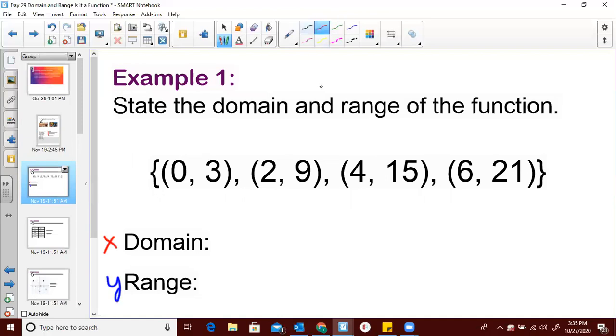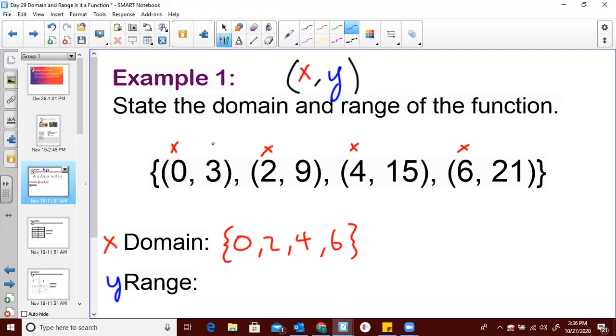So a big thing we always need to remember is what a coordinate pair is. And that is going to be x comma y. So I'm going to put an x above all of my x values. So when I want to find out what my domain is, the domain is just going to be a list of all of my x values. So I'll have 0, 2, 4, and 6.